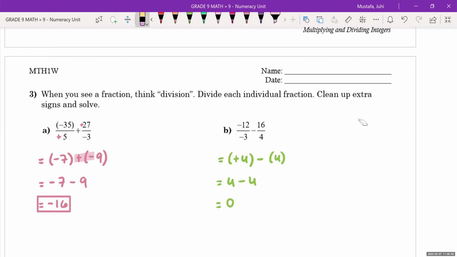Do you guys see why it cleaned up to give me a 0? I really hate when the recording catches me struggle doing something. There we go. It's because technically this is a positive 4. So a negative times a positive is a negative, and then 4 take away 4 is just going to give us a 0.